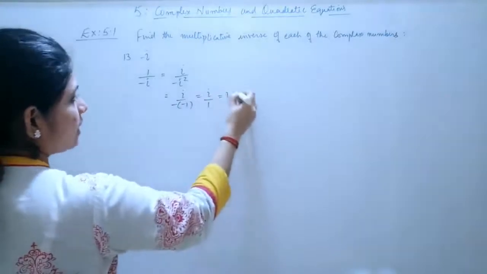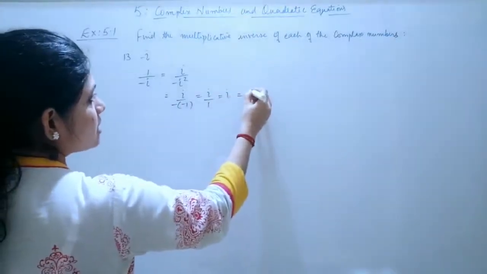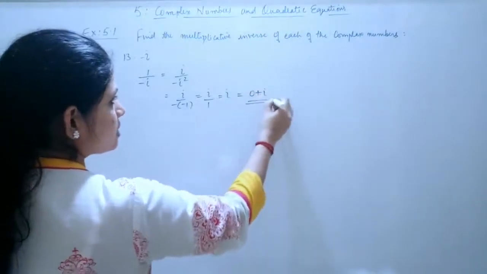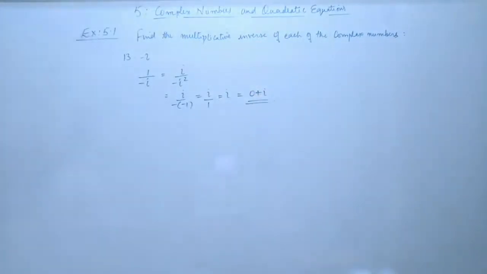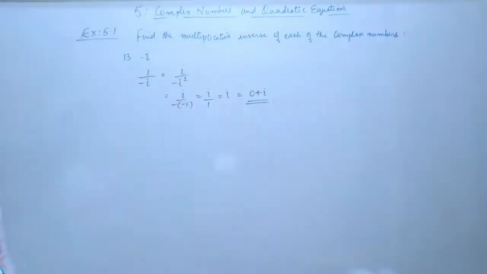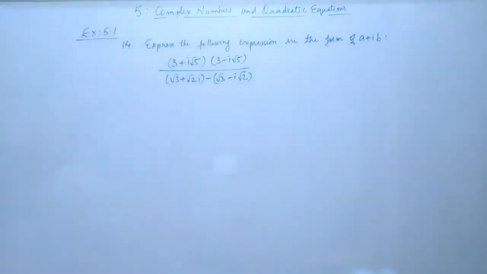or it is i, and this can be written as 0, that is you don't have any real part, that is 0 plus i. So this is in the form a plus ib. So whenever you are finding the multiplicative inverse, the last answer should also be in the form a plus ib. Okay. 14th question is, express the following expression in the form of a plus ib.